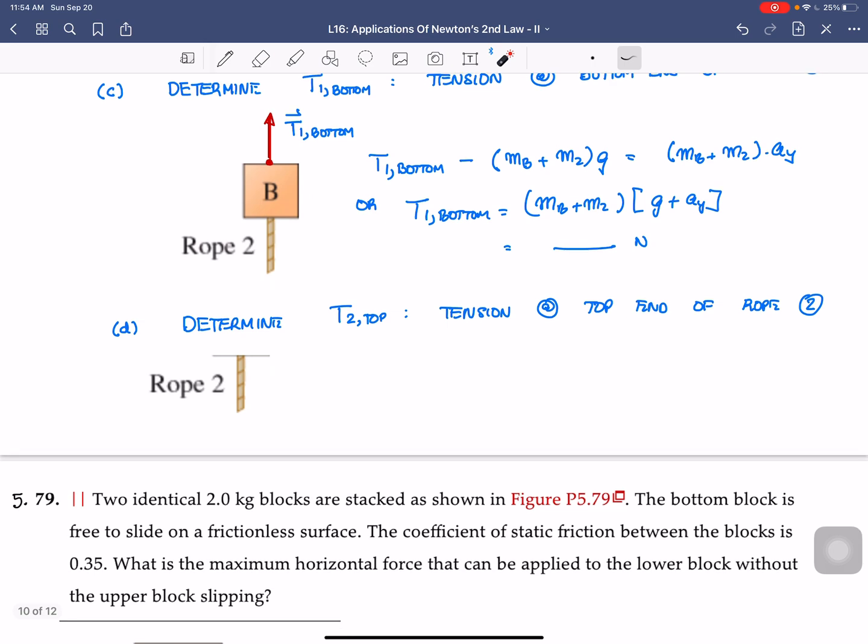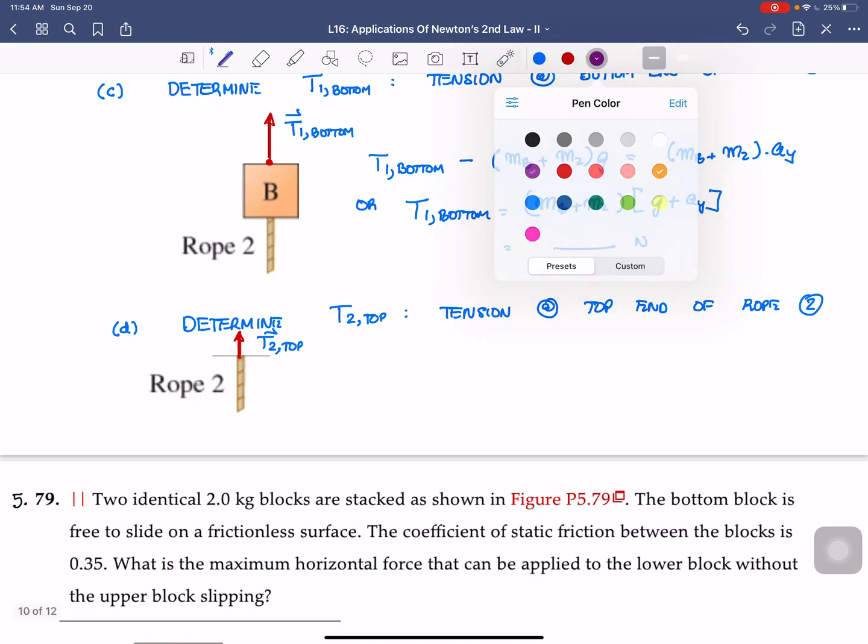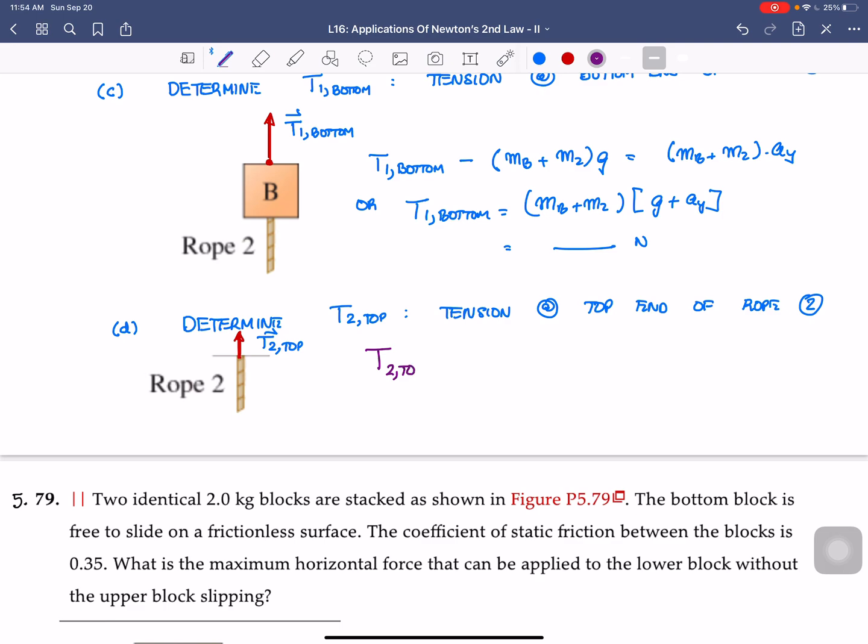And finally, the tension at the top end of rope 2, T2 top, is responsible for accelerating just rope 2. So let's put the picture out here. That arrow represents T2 top, and in fact T2 top minus M2 g is equal to M2 a sub y. Here I'm applying Newton's second law. Draw a free body diagram of just this object, rope 2.